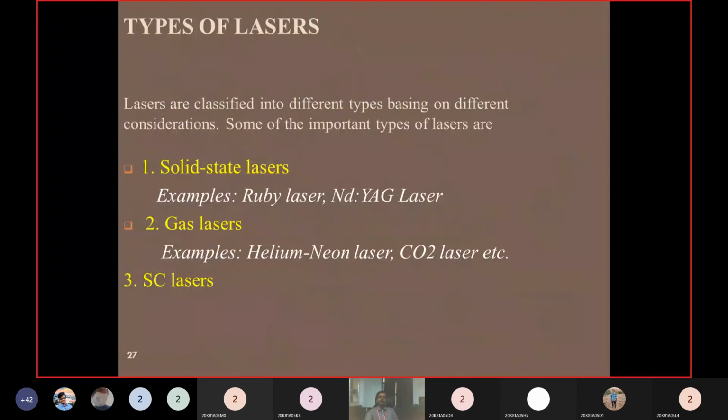Types of lasers. Many types of lasers are there, but mainly we are discussing solid state lasers, gas lasers, and semiconductor lasers. Examples for solid state lasers are the ruby laser and YAG laser. Gas laser examples are the helium neon laser and CO2 laser. Semiconducting laser examples I will tell you in the class.